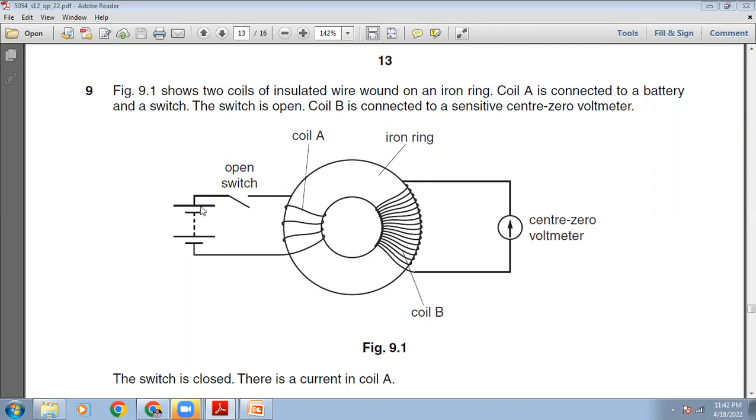It is connected with a circuit, a battery, a switch. The switch is open right now. This is coil B. We normally call it the secondary coil. It has approximately 16, 17 turns there. And this is called the secondary coil, coil B is its name. And we have a voltmeter connected with this coil. So if the switch is closed, there is a current in coil A. So what's the question?